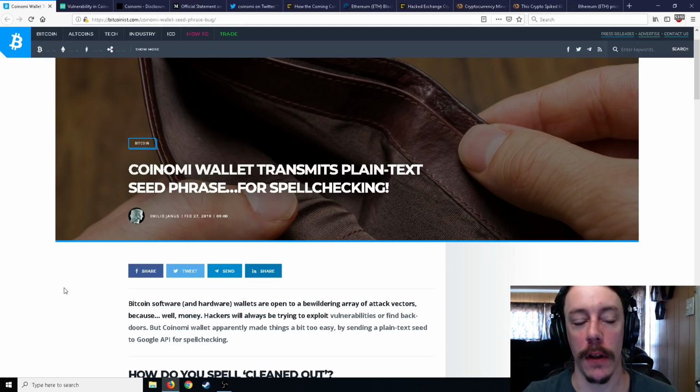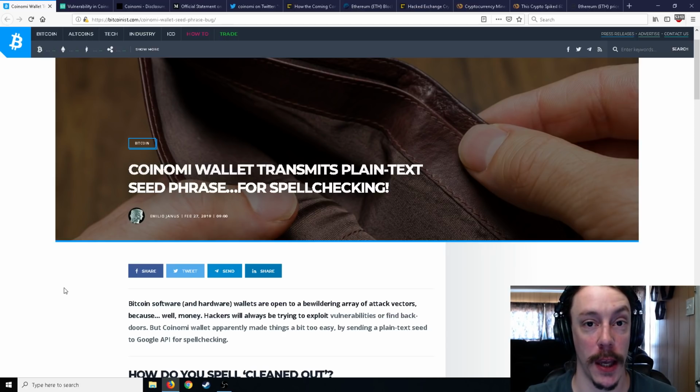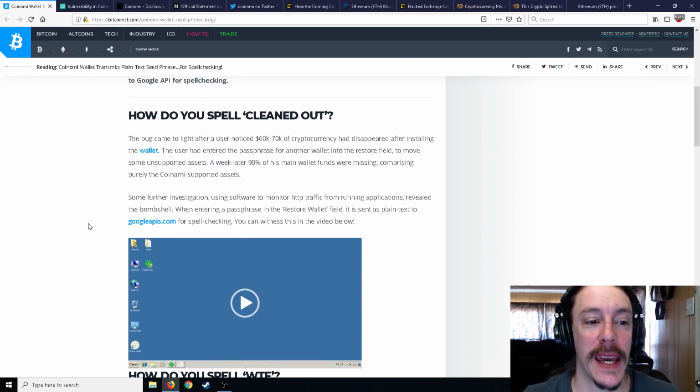But the main thing that I want to talk about today is that Coinomi wallet transmits plain text seed phrase for spell checking. Whoops. So the bug came to light after a user noticed $60 to $70,000 of cryptocurrency had disappeared after installing the wallet.